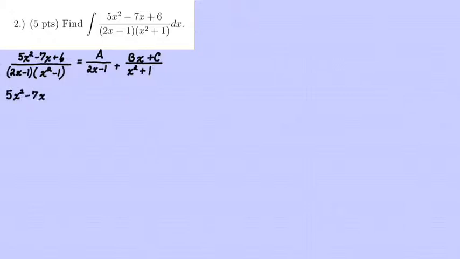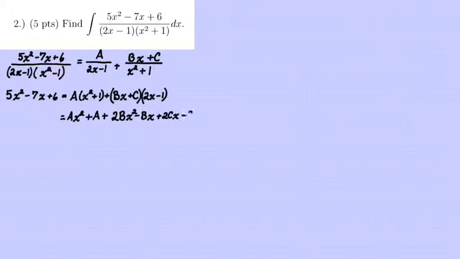And to do that, we need to first decompose this rational function, and we'll do that by splitting up the denominator and then rewriting in the general form. So that's A over 2x minus 1 plus Bx plus C over x squared plus 1. We'll clear out the denominators by multiplying on both sides, and we'll get this mess, and then when we multiply it out, we'll get Ax squared plus A plus 2Bx squared minus Bx plus 2Cx minus C.